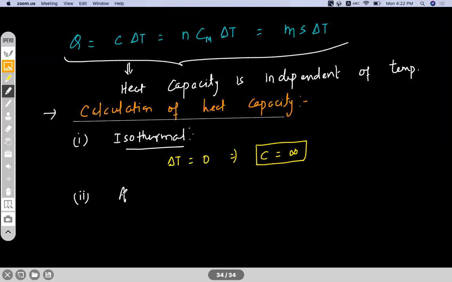When the process is adiabatic, what is an adiabatic process? Delta T is zero. So what is C? Q by zero, infinity. Got it? That's what I said. This is zero, delta T. So what is C from this? See, just focus on this relation. We are going to calculate C with respect to this relation only. So if delta T is zero, C is what? Q by zero, infinity.